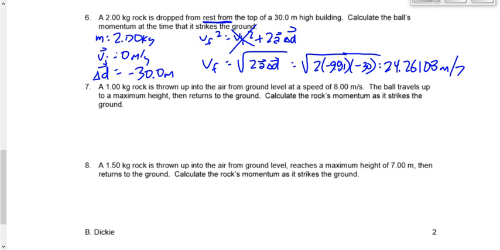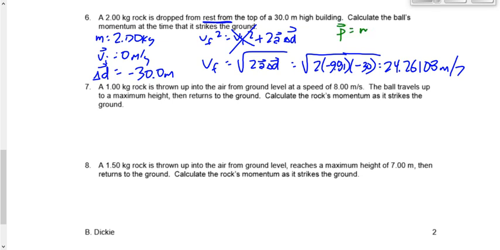Now you want to find the momentum as it strikes the ground. We know the velocity. Oh wait, no we don't. What do we know? We know the speed as it strikes the ground. We need the velocity as it strikes the ground to get the momentum. What's the velocity? Yeah, it's just negative 24.